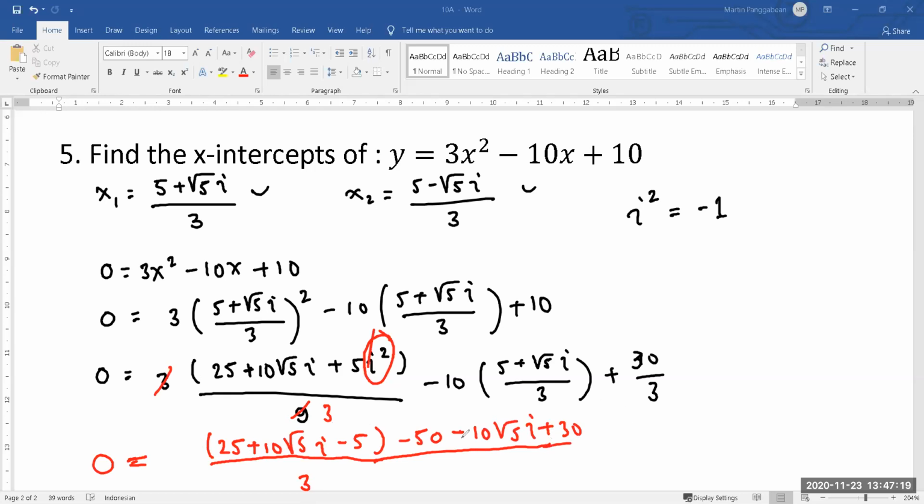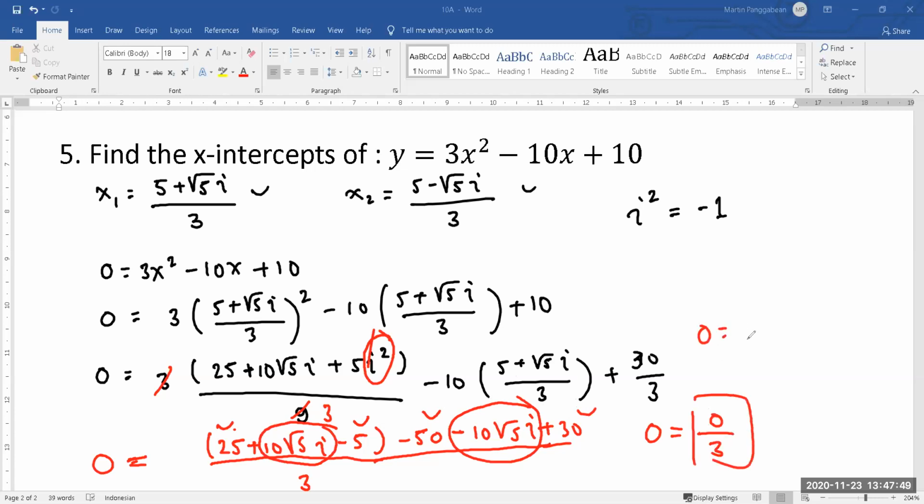So in the end, 25, this is minus, this one will be gone. 25 minus 5 is 20. 20 minus 50 is negative 30. Negative 30 plus 30 will be 0. So in the end, the statement will be 0 equals 0 over 3. 0 equals 0.